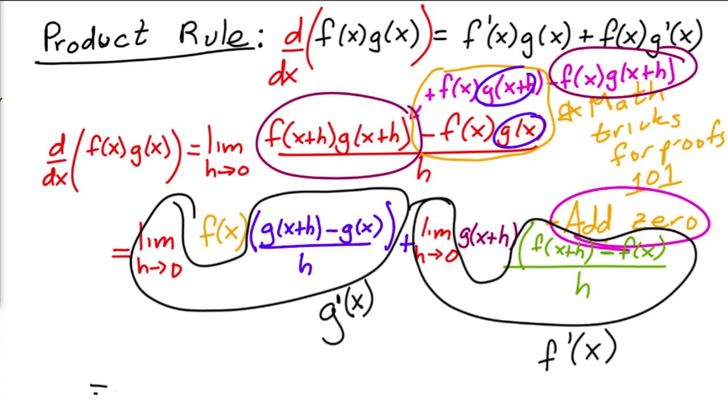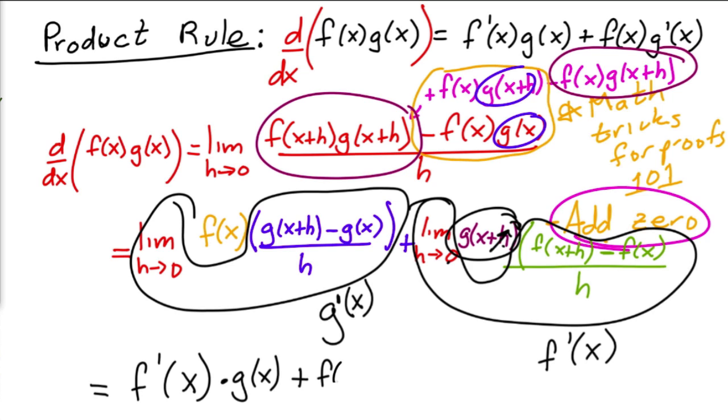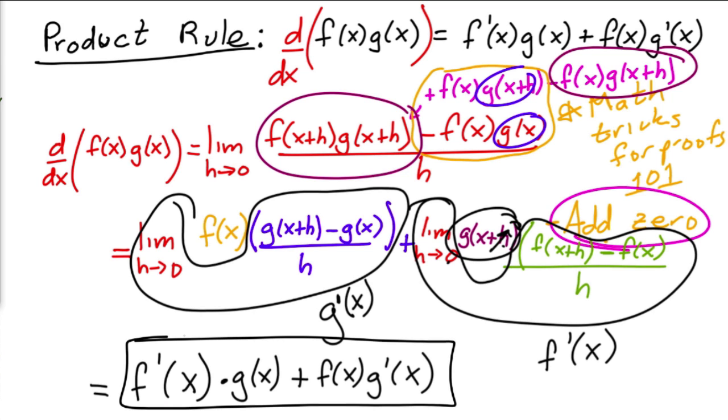So when you put this together, if I want to put it in the same order that I have here, I'm going to start off with this one, so I would have f prime of x times g of x plus h. As h goes to 0, this is going to be just g of x, and then plus f of x times g prime of x. And that's it. It's the proof of the product rule. And the proof of the quotient rule is very, very similar.